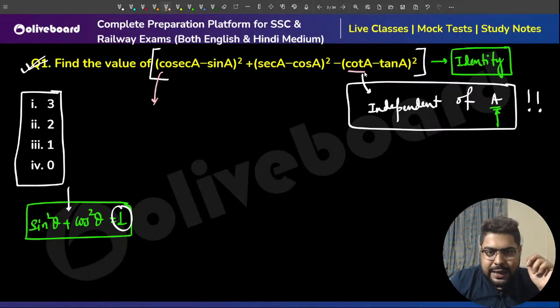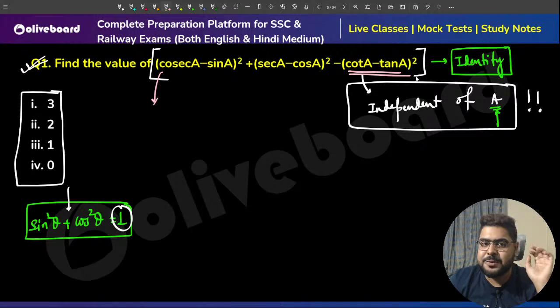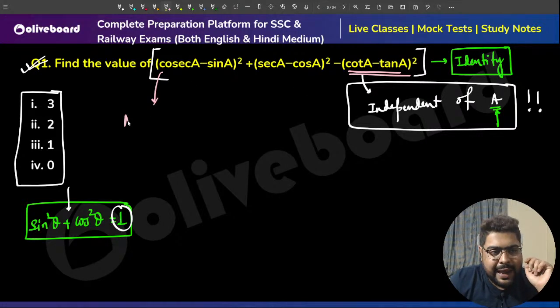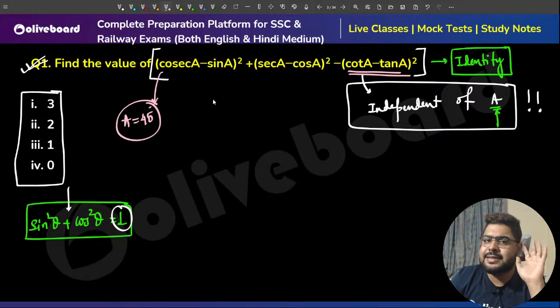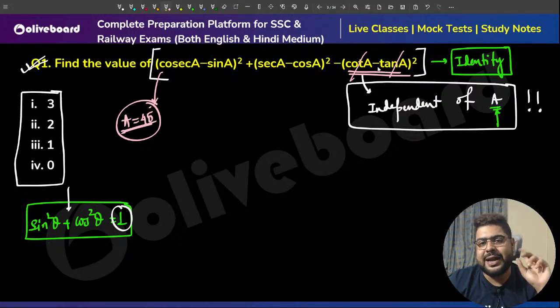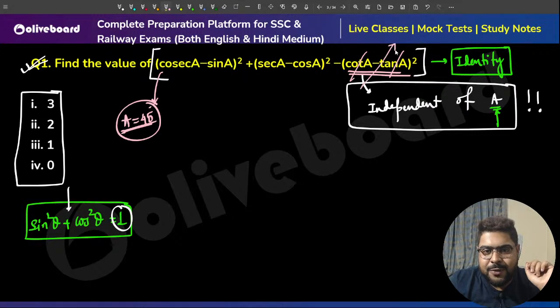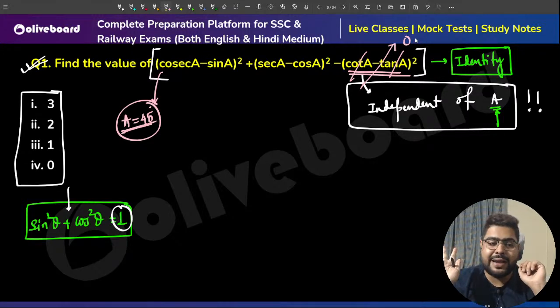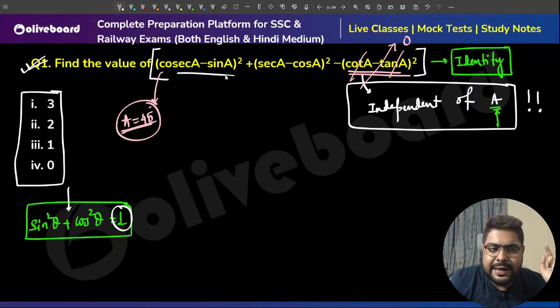So now let's use a value which is very suitable to us. One thing, sir, cot A and tan A are here. It's better not to take 0. So let's take anything between 30, 60, whatever. I can take 30, 45, 60, anything. But if I take A equal to 45 degree, one thing for certain: cot A and tan A are both equal to 1 at 45. So this particular part of the expression becomes zero. I don't even need to calculate. It definitely helped us a little bit, sir.